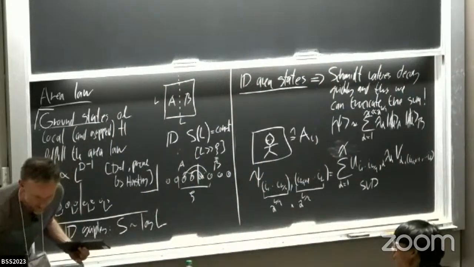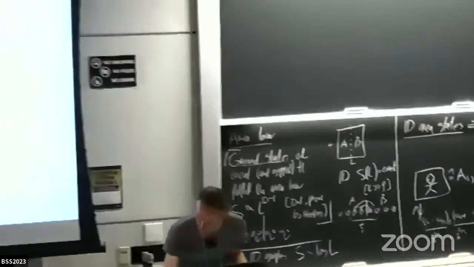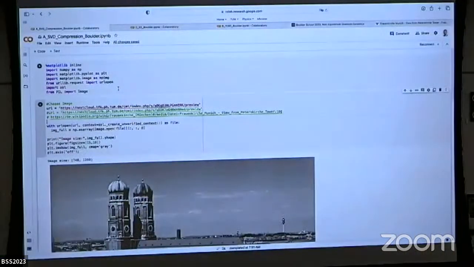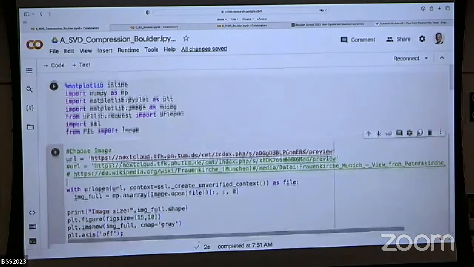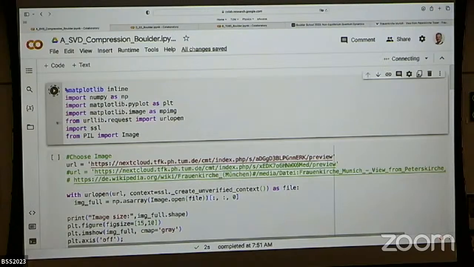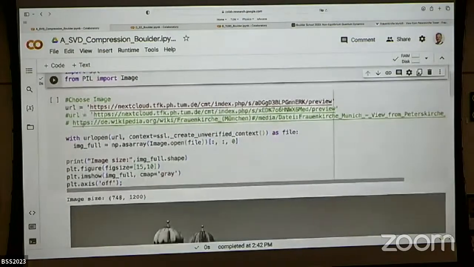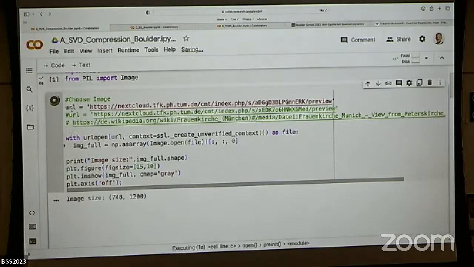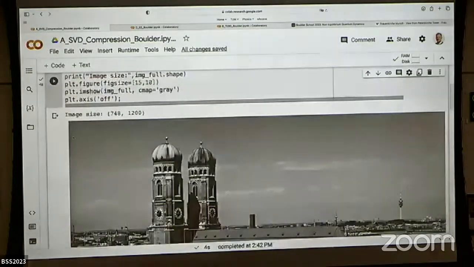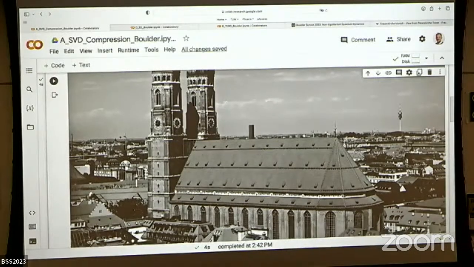This is what I prepared as a demonstration. Is it readable somehow? Otherwise I can make it bigger. So here is a Colab notebook, and if you click on the link that I showed before, you can be directed directly to these Google Colab notebooks and play around with it yourself. This is now loading a library, and here we can load an image. I'm showing the Frauenkirche in Munich in a pretty high resolution image taken from Wikipedia.